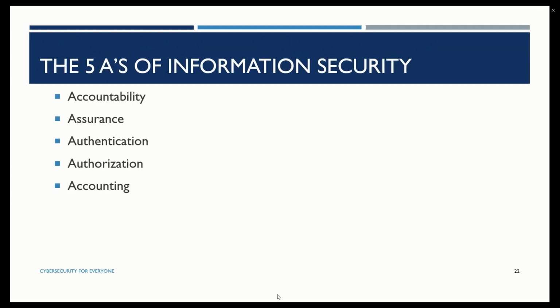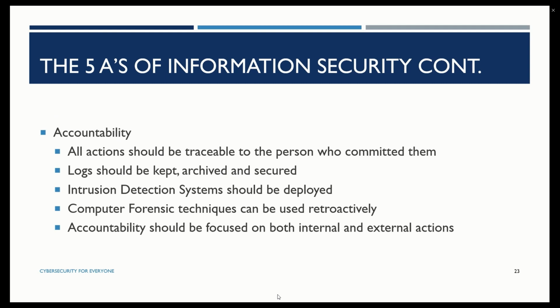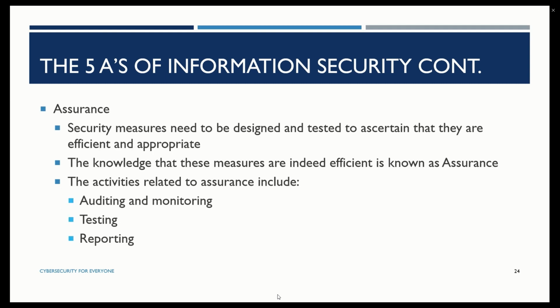There are also the 5 A's of information security, which are accountability. Accountability, where all actions should be traceable to the person who committed them. Logs are always important. Where are they kept? Where are they archived? What about assurance? Security measures need to be designed and tested to ascertain that they are efficient and appropriate.